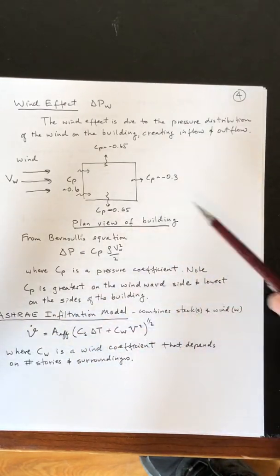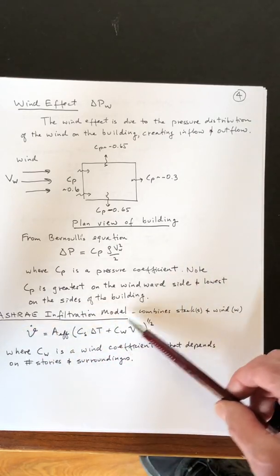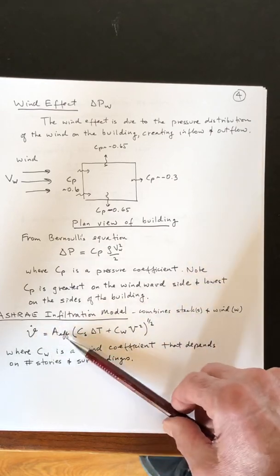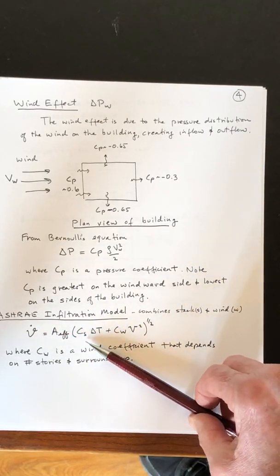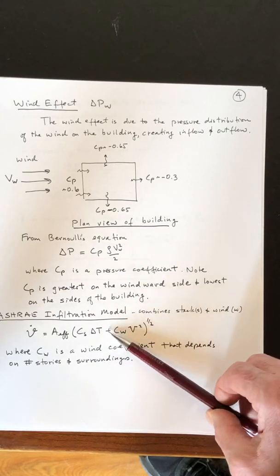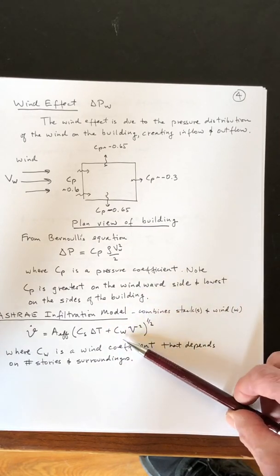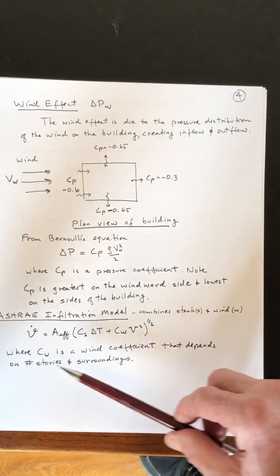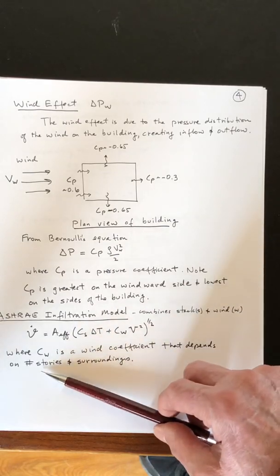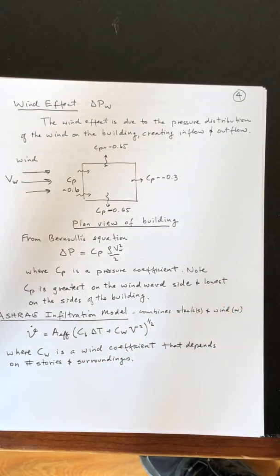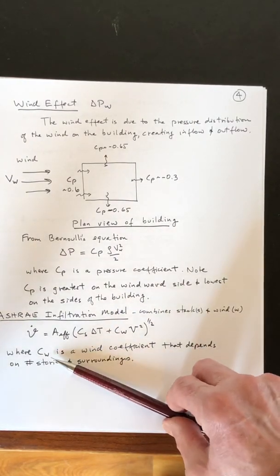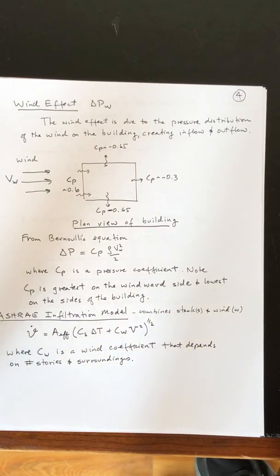These two effects, the stack effect and the wind effect, are incorporated into the ASHRAE infiltration model, and they just are additive. So the flow rate is equal to the effective area times our stack coefficient times the temperature difference plus a wind coefficient times the velocity of the wind squared, and all that's to the 1/2, of course. The wind coefficient depends on the number of stories of the building and the surrounding environment. So look at your notes for how to compute the wind effect, and then there is an example which you can use to solve the homework problems. Okay, thank you.